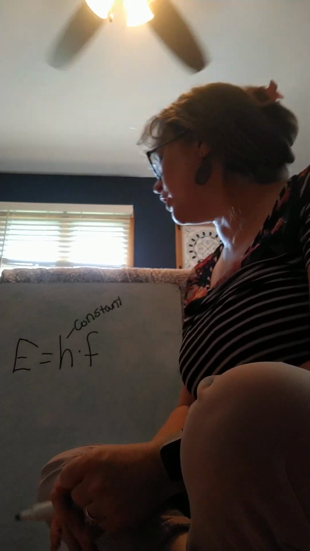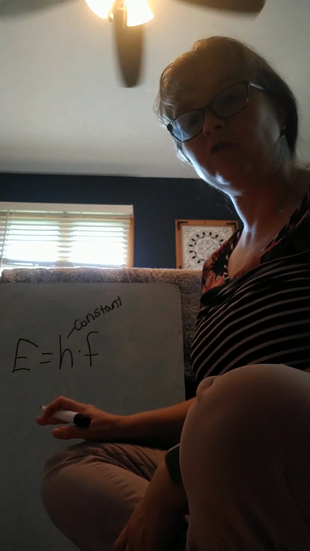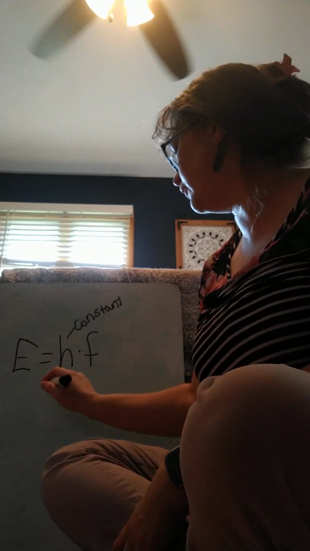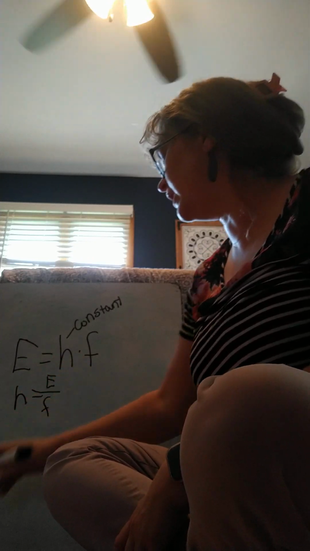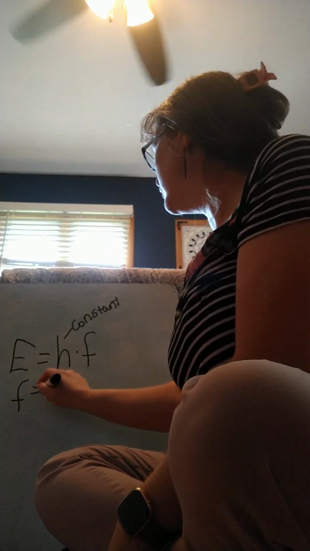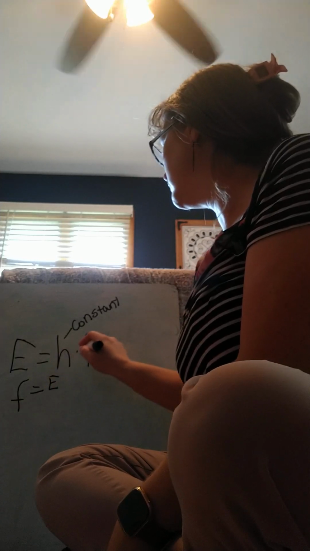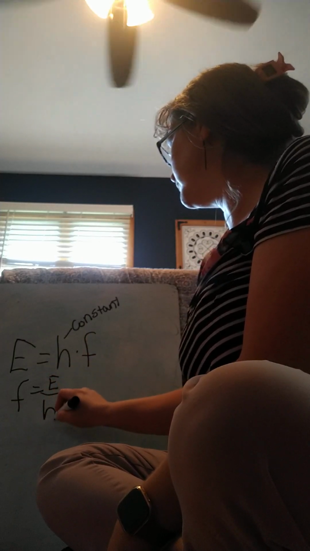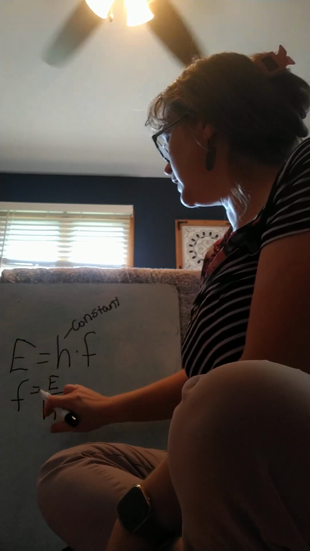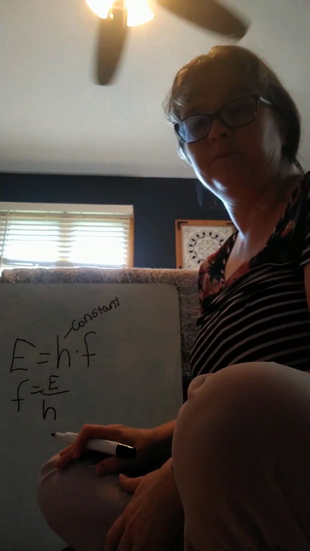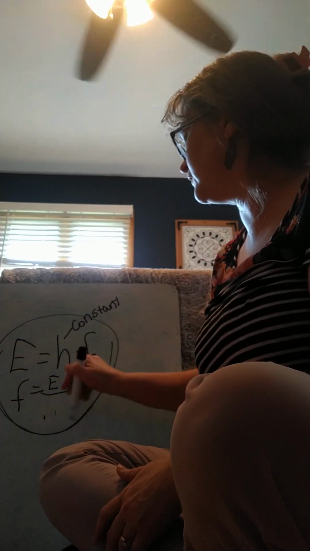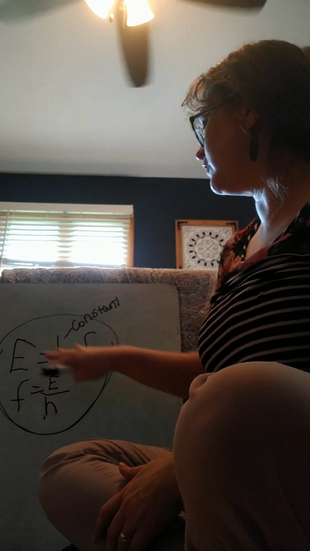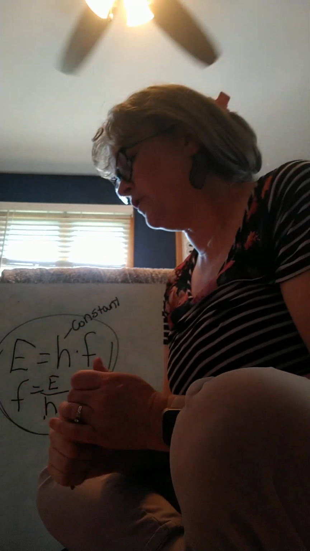Okay? So, if you want to rearrange this equation to get the other versions, H would equal E over F, but you're never going to have to find H because it's a constant, you know it. So, F would equal E over H. You just take that over there. E divided by H would give you the frequency. I'll bring a note card next week and we'll add our equations and constants to a note card. And the constant is in your notes there.